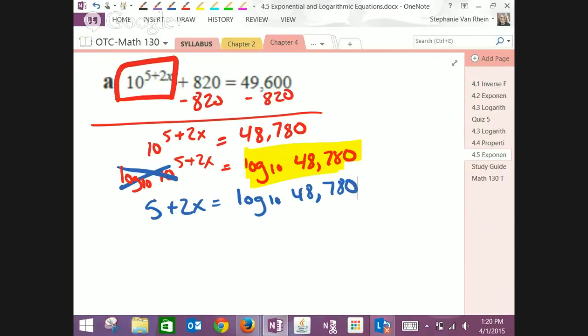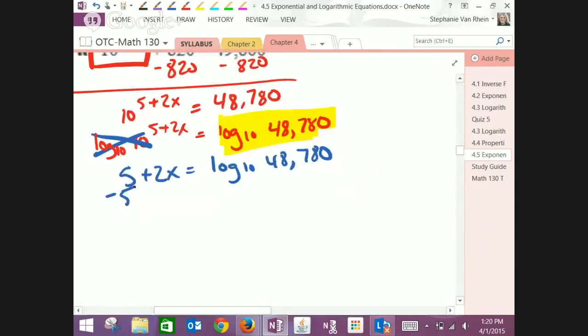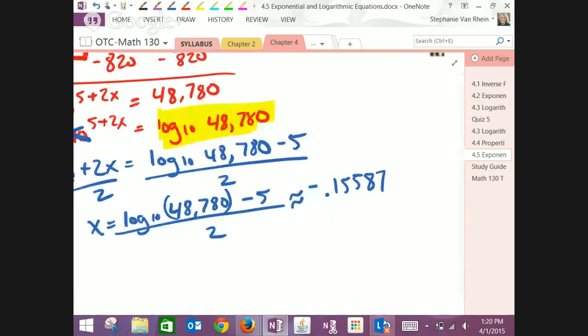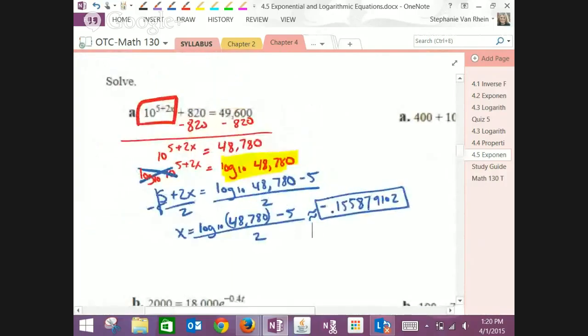Okay, so if we want to solve for x now, this is just a number. We treat it as a number. So subtract 5 from both sides. Divide by 2. This gives me x equals log base 10 of 48,780 minus 5 over 2. If you're careful the way you plug that in your calculator, you should get minus 0.155879102 approximately. Did anyone else get that?